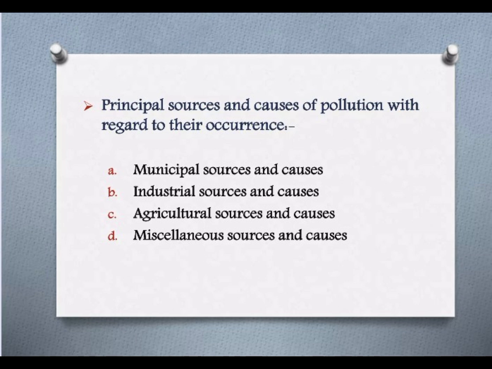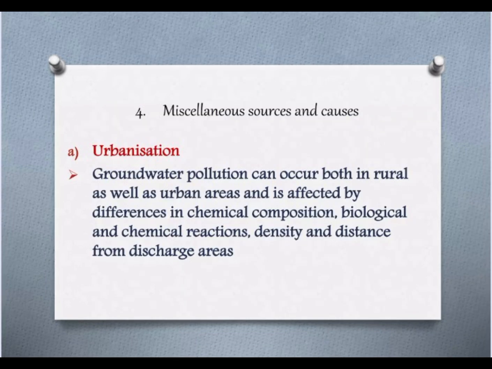And the last principal occurrence is miscellaneous. So the first one is urbanization. The second one is spills and surface discharge. Next are stockpiles, septic tanks and cesspools, and roadway de-icing. So in urbanization, groundwater pollution can occur in rural as well as urban areas and is affected by differences in chemical composition, biological and chemical reactions, density, and distance from discharge areas.